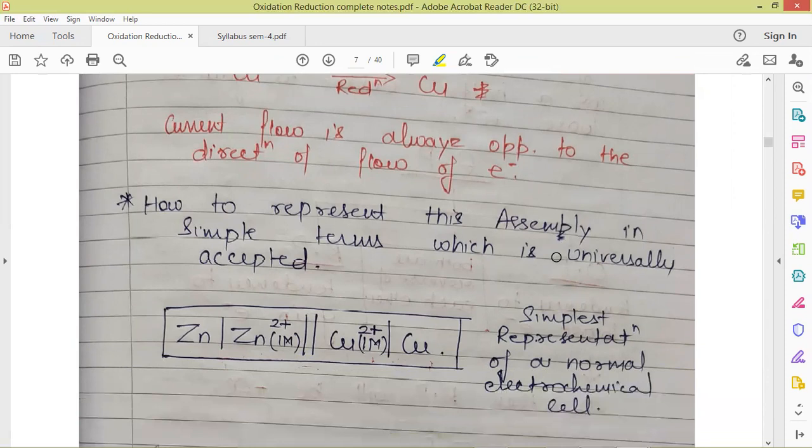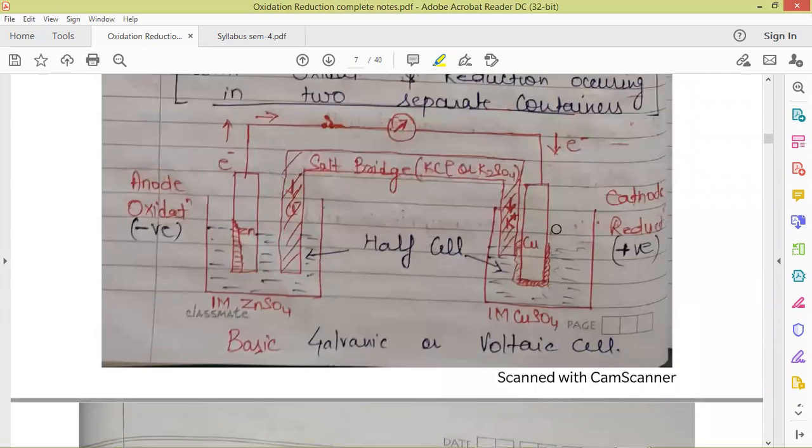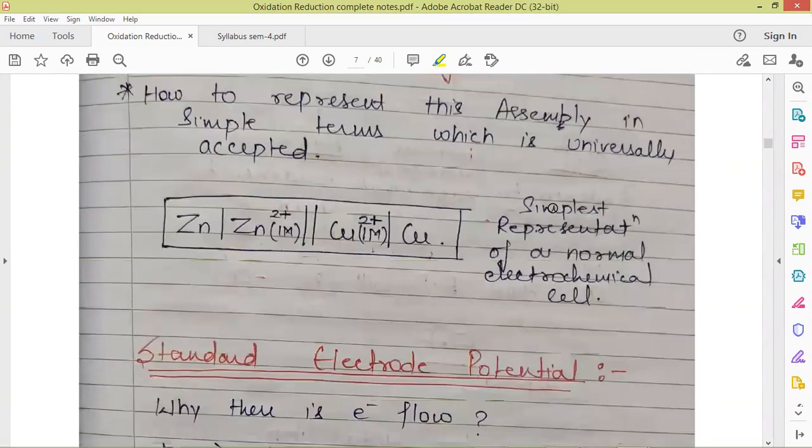In simple terms, the assembly which we have discussed is the assembly for a galvanic cell. We can represent this galvanic cell in this form. On the left side, we represent the oxidation, and on the right side, we represent the reduction. Here oxidation is taking place from zinc to zinc 2 plus. These are separated by a single line, and this double line represents the salt bridge, which is separating both the containers. Here reduction is taking place for copper 2 positive to copper. This is the reduction half, this is the oxidation half, this is the anode part, this is the cathode part.